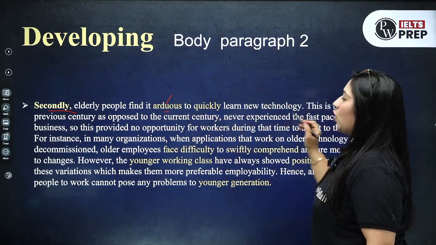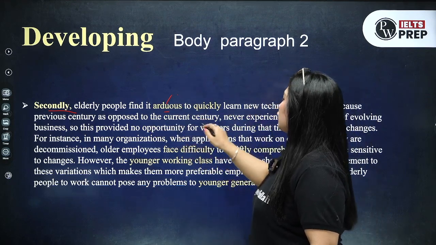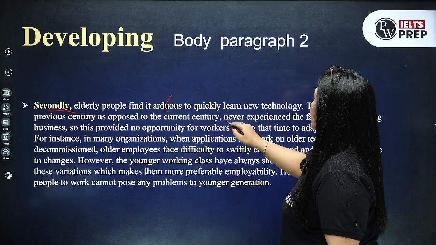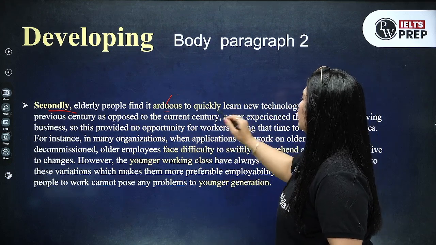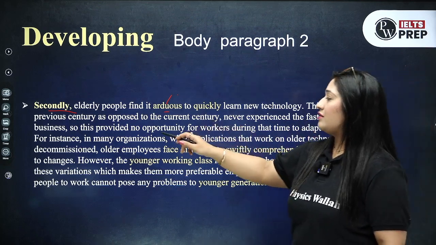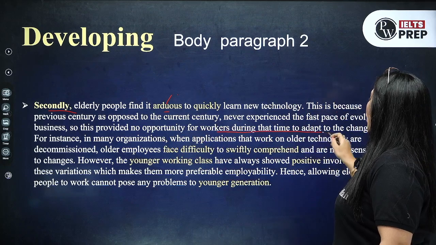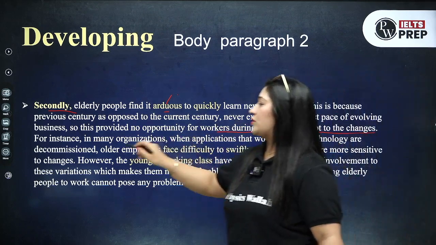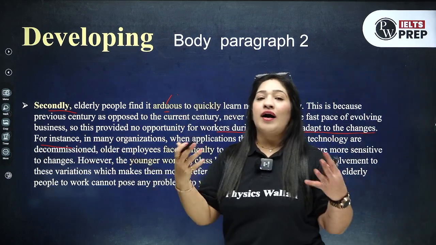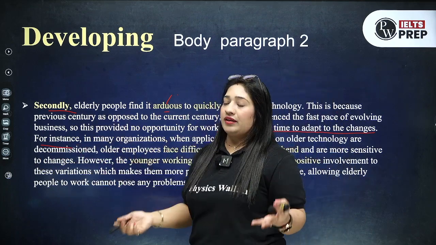This is because the previous century, as opposed to the current century, never experienced the fast pace of evolving business. So this provided no opportunity for workers during that time to adapt to changes, right? तो पहले कुछ changes होते ही नहीं थे, इसलिए लोगों को आदत भी नहीं है changes करने के लिए. अब इसको मैं example के तरीके से समझाती हूँ.